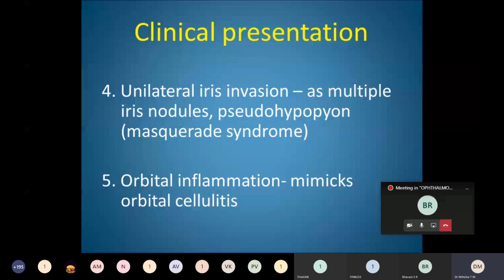So the fourth commonest presentation is unilateral iris invasion. It can present as multiple nodules, or as a hypopyon picture, which is called masquerade. It is mimicking uveitis. It is not due to proper uveitis, but some other pathology is misleading your diagnosis. So always be quick in your diagnosis. Any small child presenting with uveitis, you should always think whether some other pathology is causing the uveitis. Fifth is orbital inflammation, which always mimics an orbital cellulitis picture.